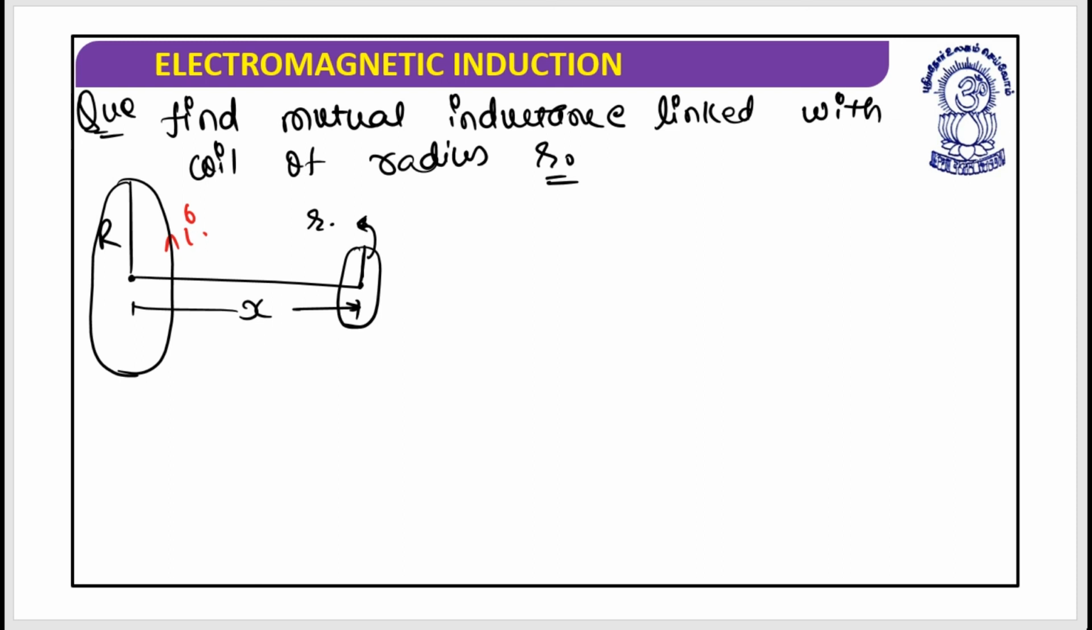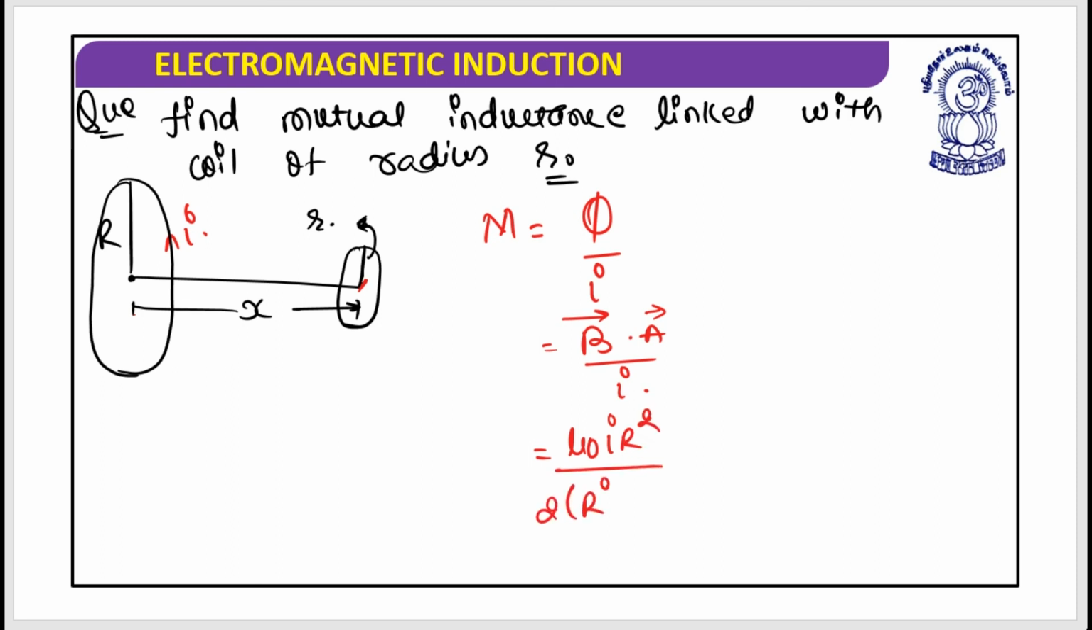So how will I do this? The same process. I need to write M is equal to phi by I. When I write phi, I need to write B dot A by I. When I write B, it is the magnetic field due to this at this location. So I will write mu naught I R square upon 2 into bracket R square plus x square to the power 3 by 2, multiplied by area. The area would always be of the smaller side, divided by I.